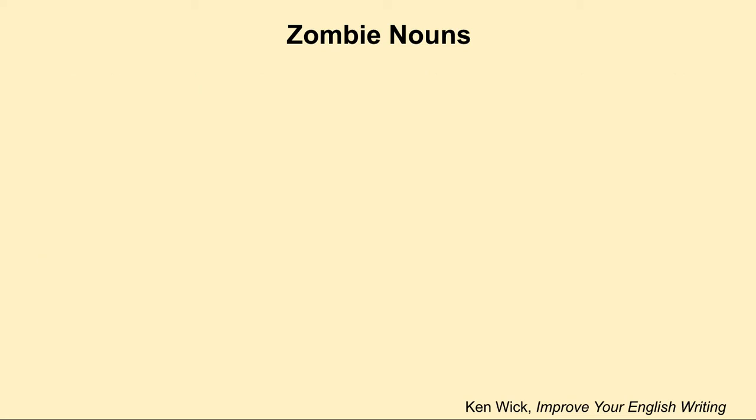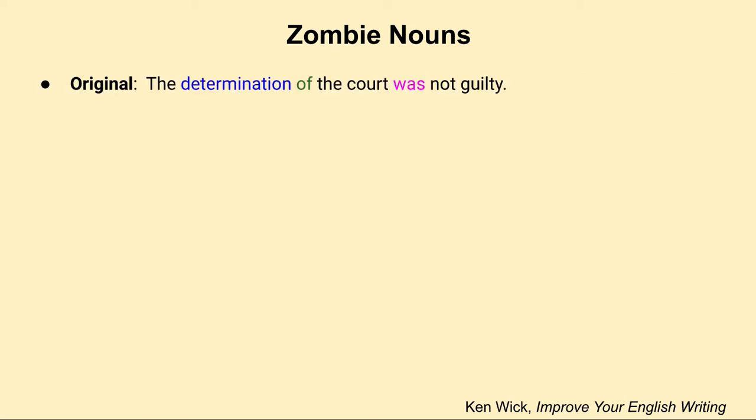So, how do you get rid of these? Here's a couple examples. The determination of the court was not guilty. Here we have determination as a zombie noun with its associated preposition. And you can rewrite this to the court decided not guilty. So quite a reduction and quite a rearrangement of the sentence, but this is getting rid of a zombie noun and making the sentence more concise.